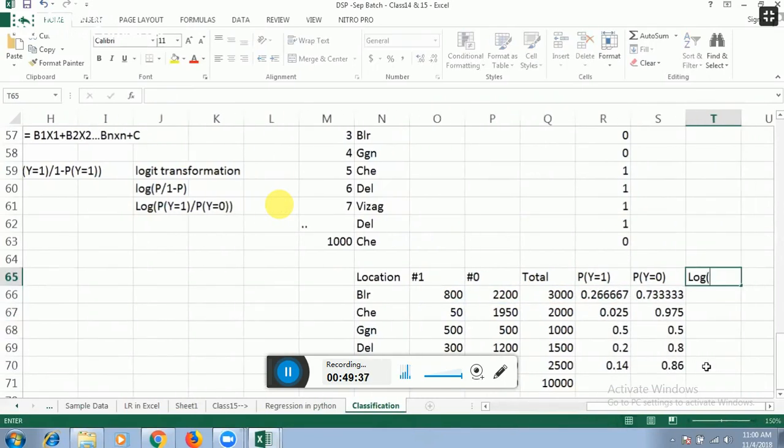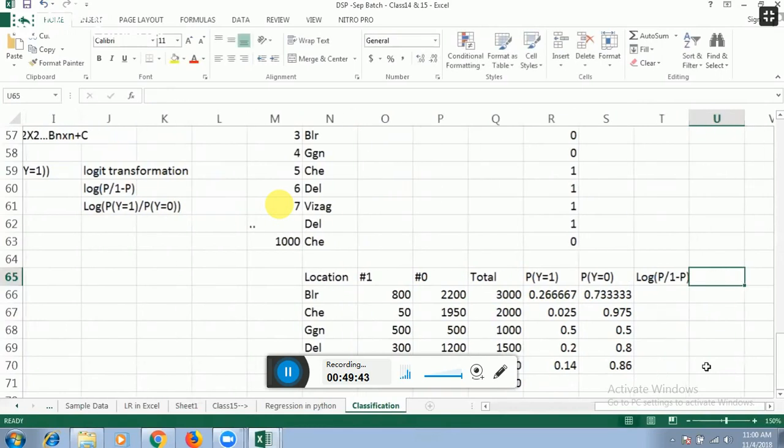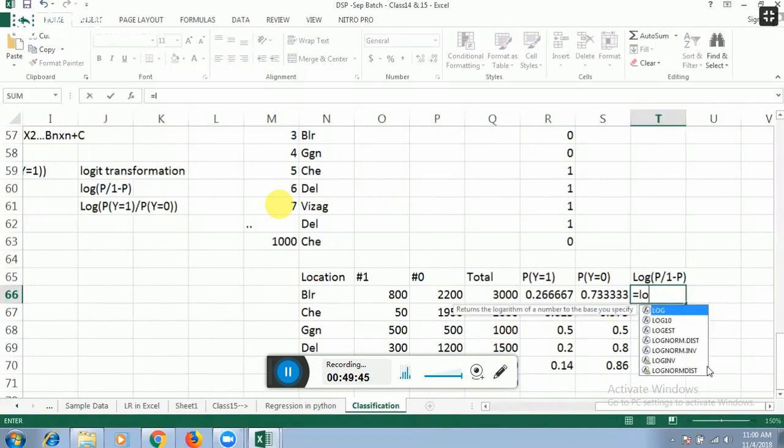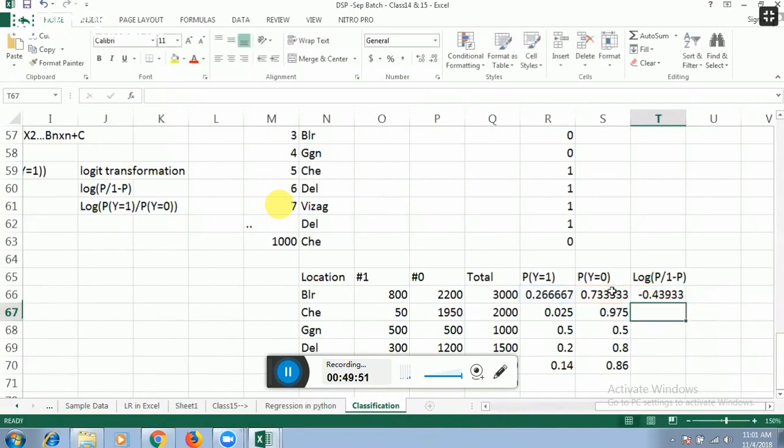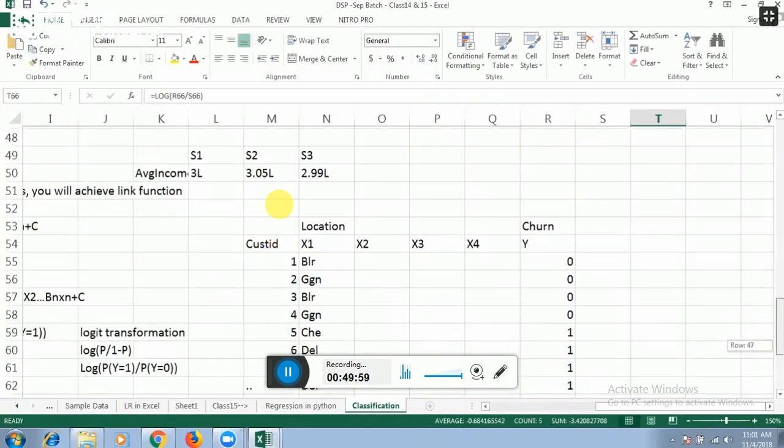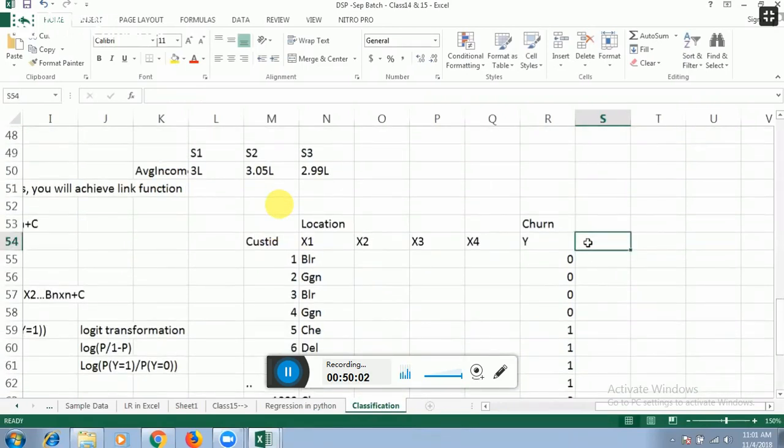Now a log of probability 1 by 1 minus probability of this one. This is the same as basically log of this divided by this. Correct or not? Right? So indirectly I'm saying that if I have only one x1 variable, my y is transformed into log of probability of 1 by 1 minus probability of y equal to 1. Correct? So that means suppose I don't have any other variables, assuming that this is the only variable I have.